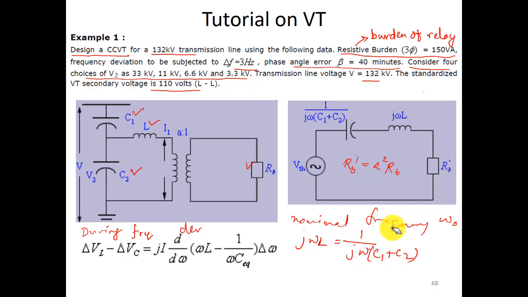This is at nominal frequency. Now if the frequency deviates, then what will happen? These voltages will vary: the voltage across the L and the voltage across the capacitance. We have represented the voltage across the reactor as VL and the voltage across the capacitance as VC. As they vary, there will be a certain voltage drop. That voltage drop I can write as delta VL minus delta VC, which is equal to j of I times d by. So how can I find this?